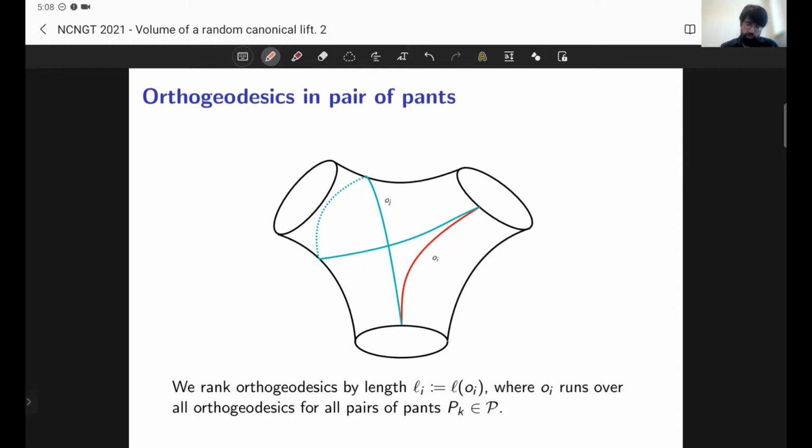And what we will do is rank the orthogeodesics, not just in this pair of pants, but among all pairs of pants, by length. So we will denote by L sub i the length of the ith orthogeodesic, where this ith is how we ordered the orthogeodesics by length, as we run over all the orthogeodesics for all the pairs of pants in the pants decomposition.